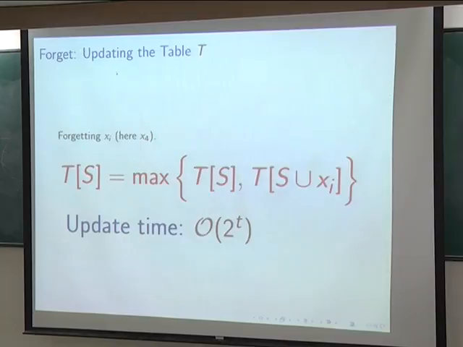Now let's update the table in the case when we forget some vertex. Look, forgetting xi here means we forgot x4.